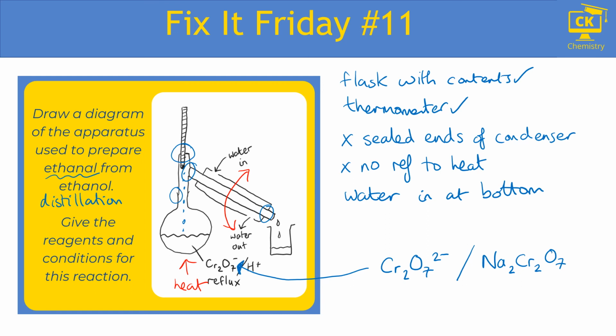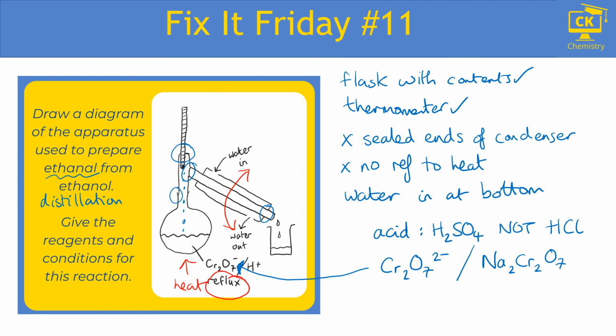H plus probably would get away with it in this question. If you're asked to name the acid, so again, you can usually write acidified instead of H plus, then the acid needs to be sulfuric, at a push nitric, not HCl. And that is because HCl provides chloride ions. Chloride ions can themselves be oxidized by dichromate to make chlorine. And then they've just one more time just completely shot themselves in the foot.